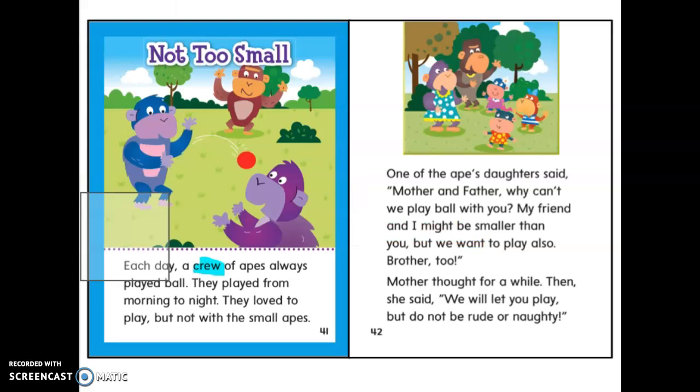All right, Not Too Small. So we have the word crew, which has our oo sound from last week. We have AL and the word always that says aw.